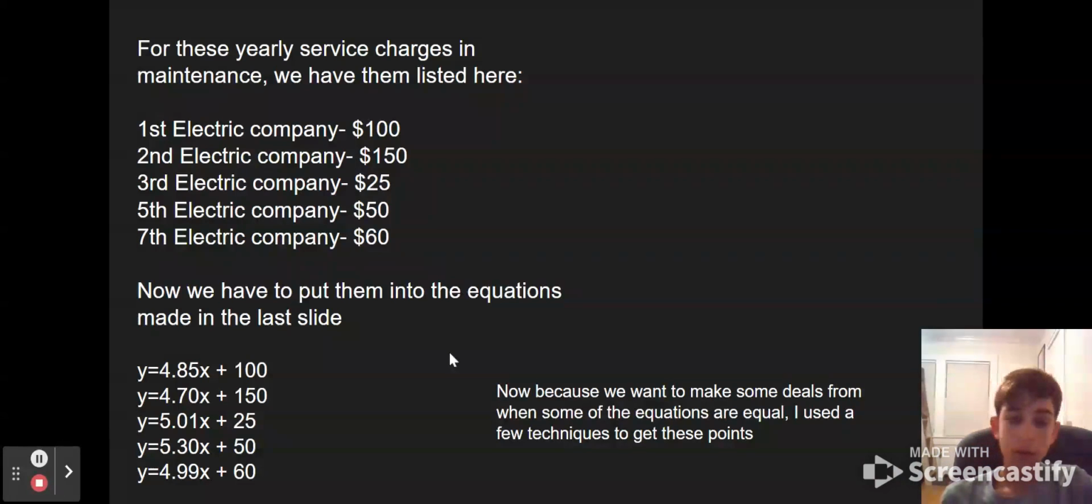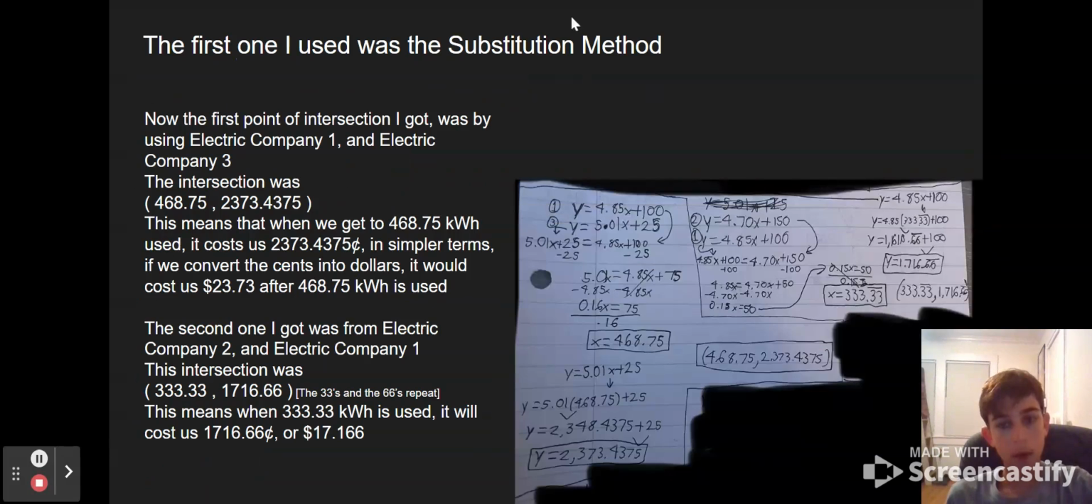Now, of course, because we want to make some deals from when the equations are equal, I used a few techniques to get these points. So we want the points where the equations intersect and give us a point where one becomes cheaper than the other one, and that's where we want to see where all these intersect. So in the next slide, we will talk about one of them.